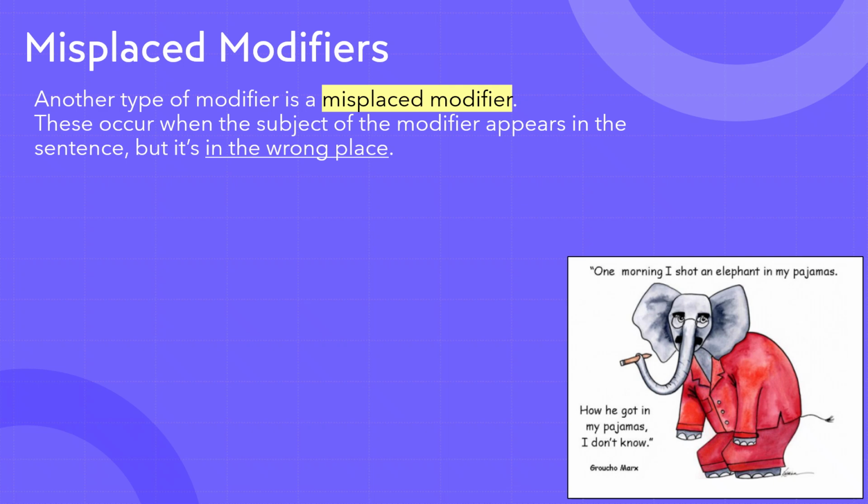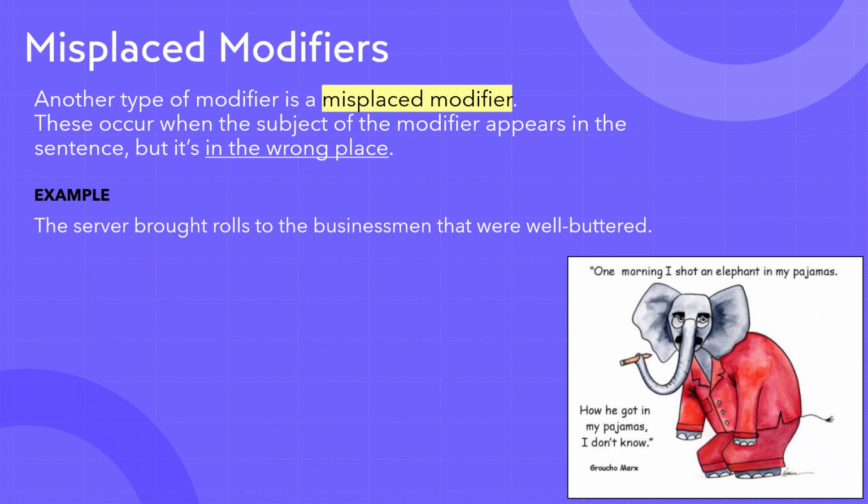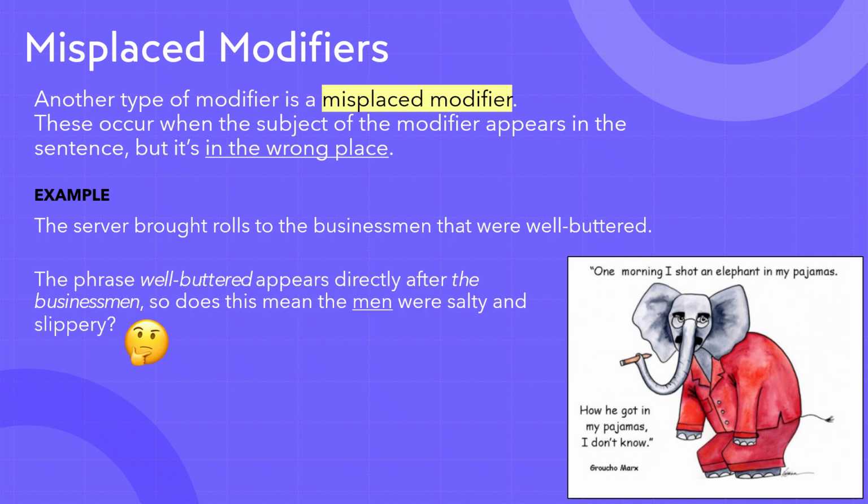Now, the second type of modifiers we will discuss are called misplaced modifiers. The difference is misplaced modifiers do apply to something in the sentence, but they're in the wrong place. They're not dangling because they are supposed to match up with something in there, but they're not in the right position. For example, the server brought rolls to the businessman that were well buttered. The phrase well buttered appears directly after the businessman. So does this mean the men were salty and slippery with butter? I hope not.